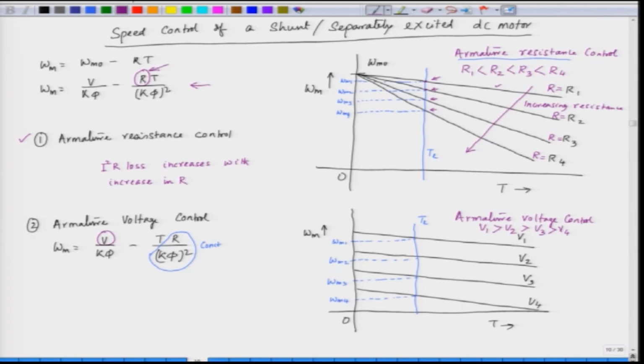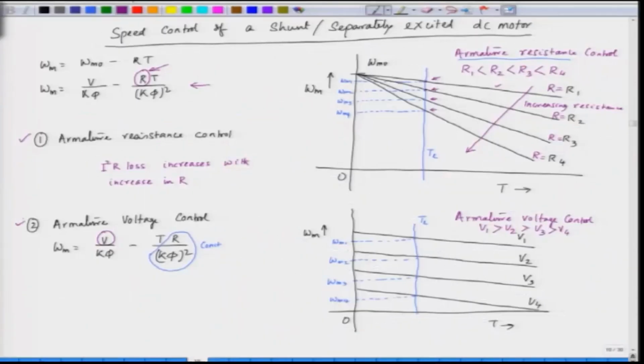Now, we go for the second method, which is the armature voltage control. In the second method, we have the same speed torque characteristic. What we do here is control the armature voltage. The armature resistance is kept constant, we do not change it, it is at the minimum value, and we change the applied voltage V.